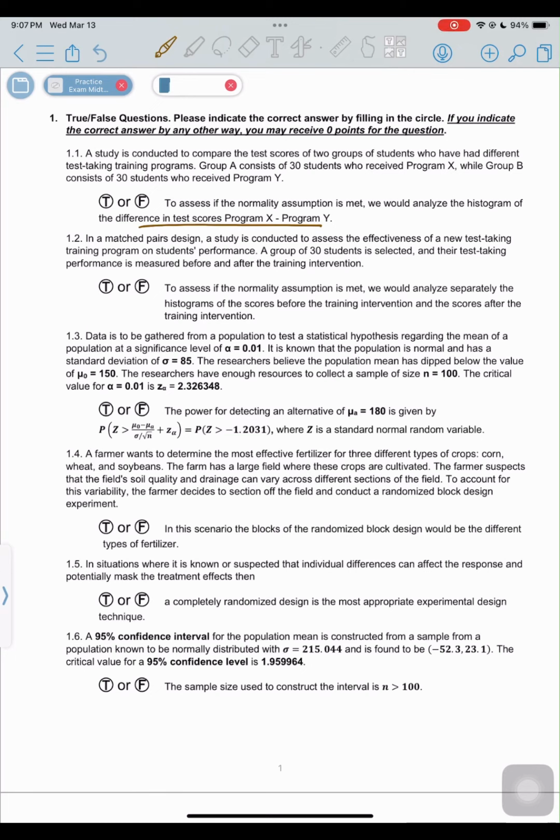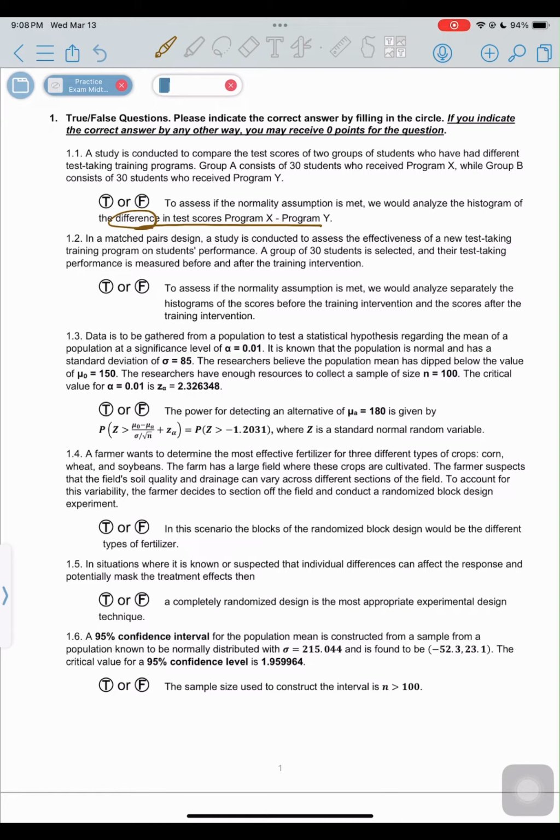Okay, this question asks: a study is conducted to compare the test scores of two groups of students who have had different test-taking training programs. Group A consists of 30 students who received program X and Group B received program Y. To assess if the normality assumption is met, we would analyze the histogram of the difference in test scores. So if you want to check the normality, we have to check that the sampling distribution of the mean is normal. So we have to check the sample means, not the differences. So this would be false.